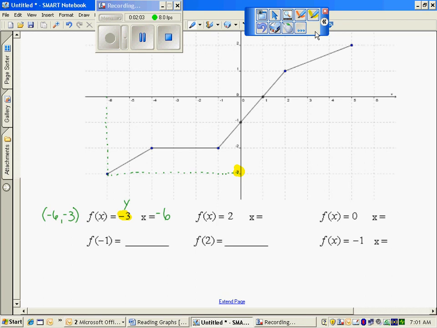F at x equals 2. Going to my y-axis at 2 and finding the point it corresponds to, it corresponds to 5. The ordered pair is 5, 2. The x-coordinate always comes first. F at x equals 0. That means my y-coordinate is 0.